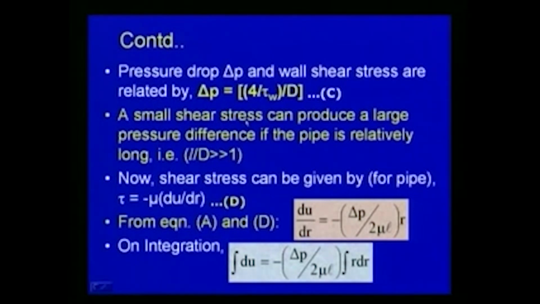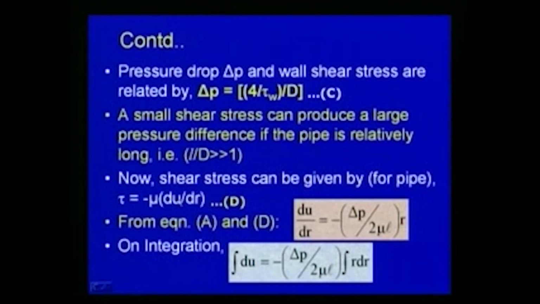Hence, the pressure drop delta P between section 1 and 2, we can write in terms of wall shear stress as delta P is equal to 4 into L into tau w by d, as in equation number C. So, a small shear stress can produce a large pressure difference if the pipe is relatively long. Depending upon this L by D ratio, if L by D ratio is much larger, then the pressure difference will be large.